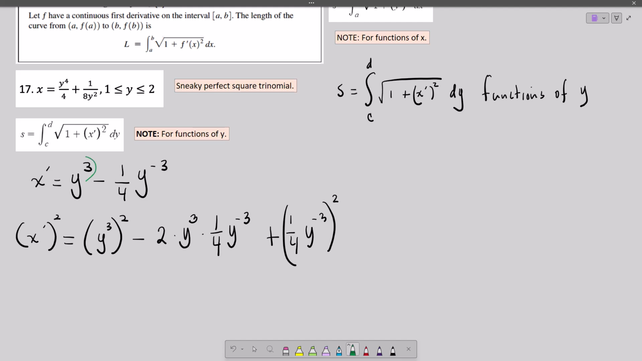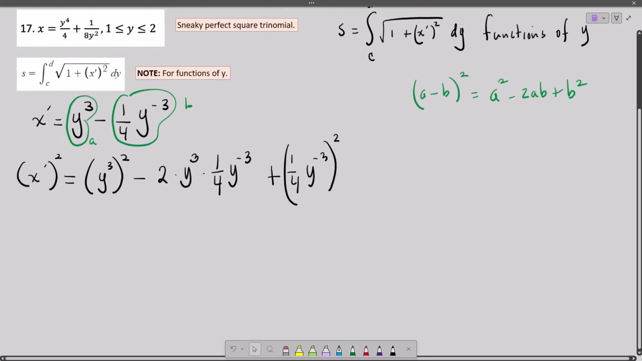This is your a. This is your b. And a minus b squared is a squared minus 2ab plus b squared. So take the a, square it, middle term, negative 2ab, so there's negative 2, there's a, there's b, and then plus b squared. Okay, and then let's simplify it.